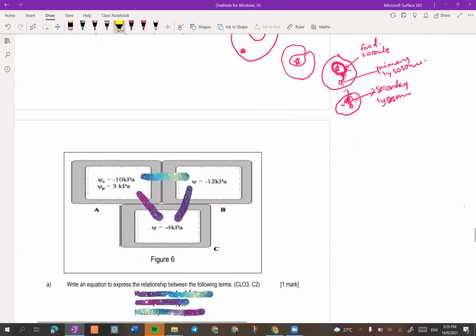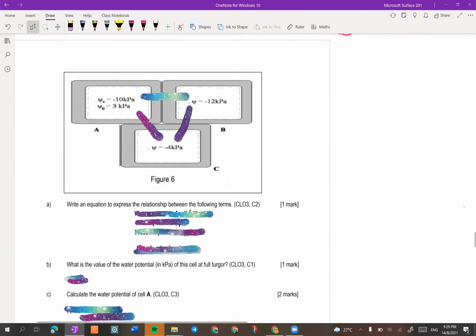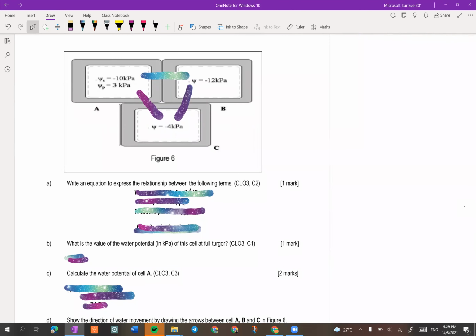We have cell A and cell B, so you can see that we have to calculate in a while, and it is all about osmosis. Write an equation to express the relationship between the following terms. These are the terms. So write an equation, just one mark, it's a no brainer. Of course, it will be psi water equals psi solute plus psi pressure.